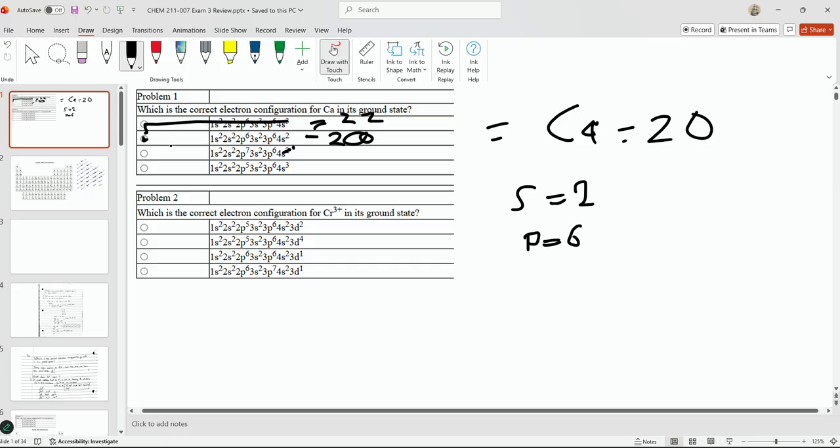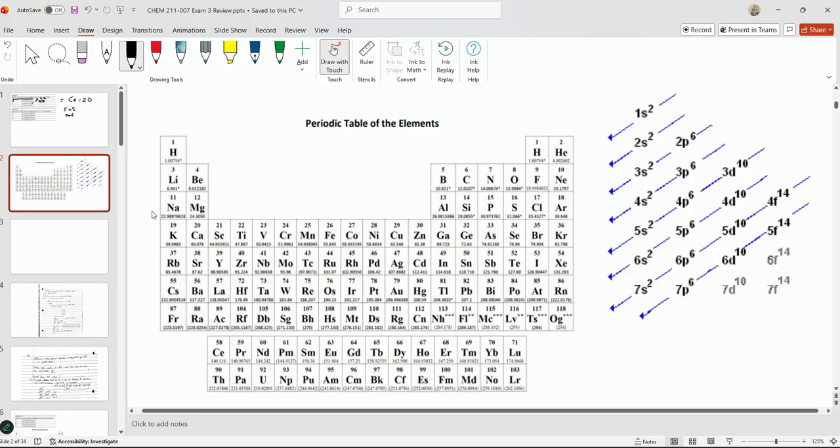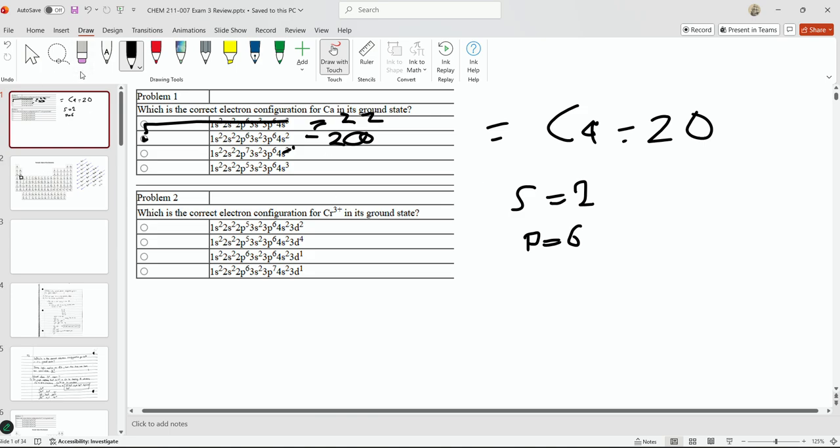And the way I figured it out is by looking at a periodic table and seeing where Ca was. Ca was here, and this was 20 over here, right? Okay.